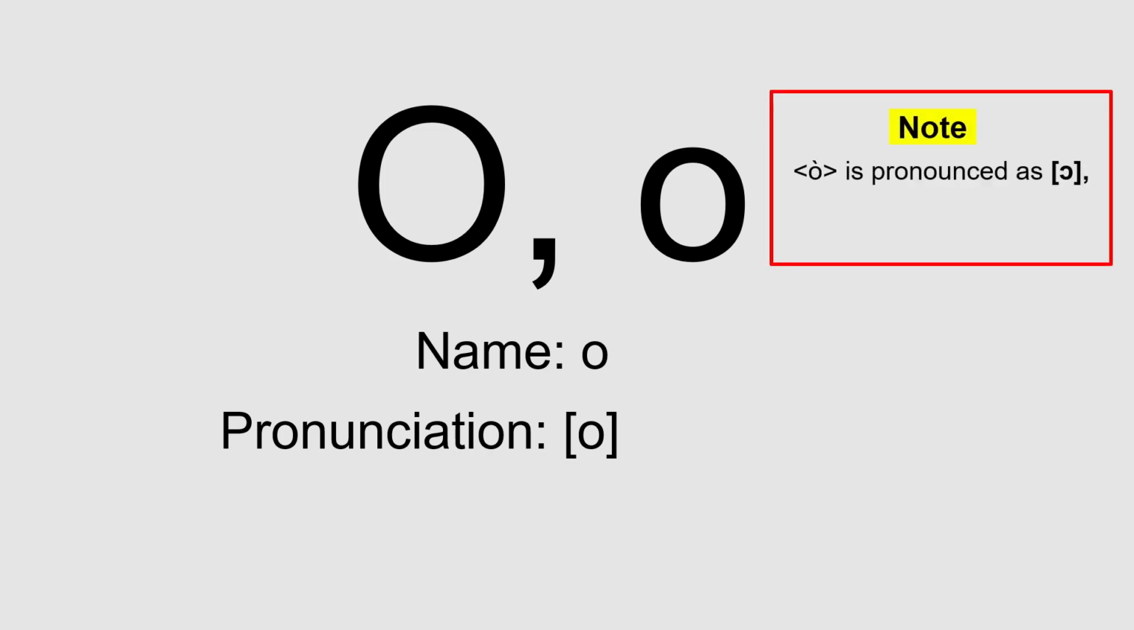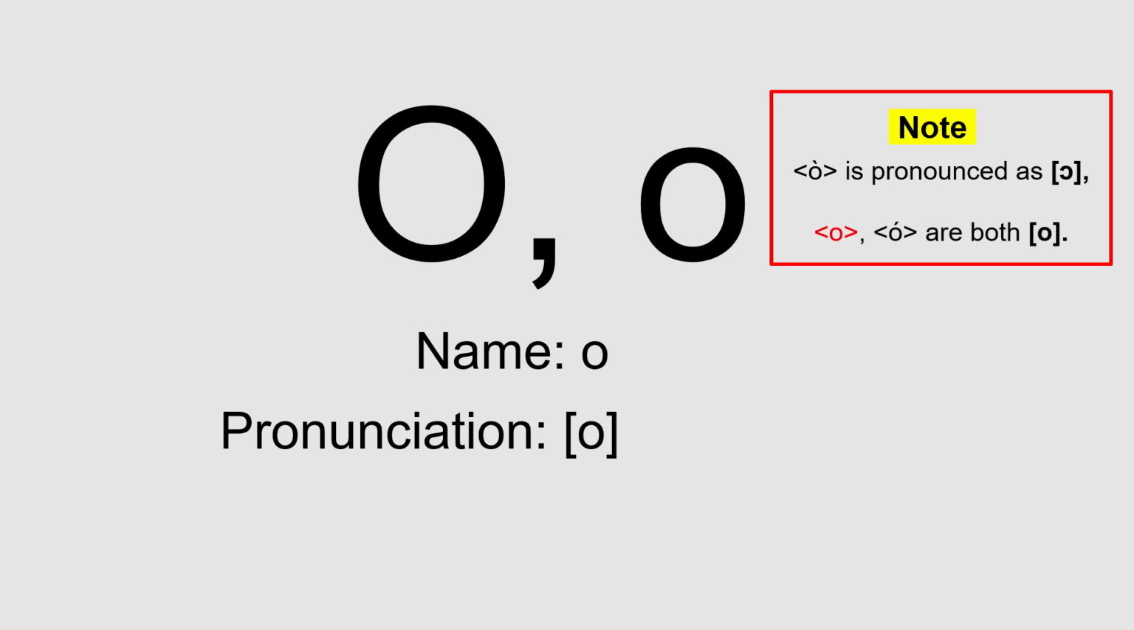Note, when the letter O has an accent mark or diacritic that is backward leaning, the grave accent, this produces a different sound. According to the grammar guide, the O with the grave accent is pronounced as open O. For example, in General American English, the word quarter.